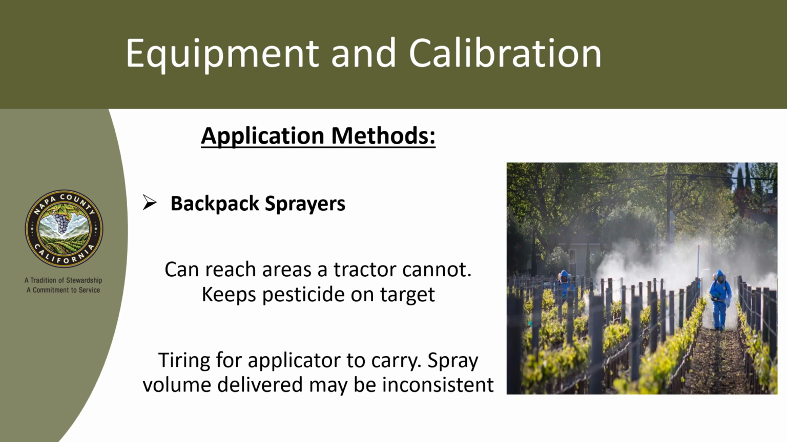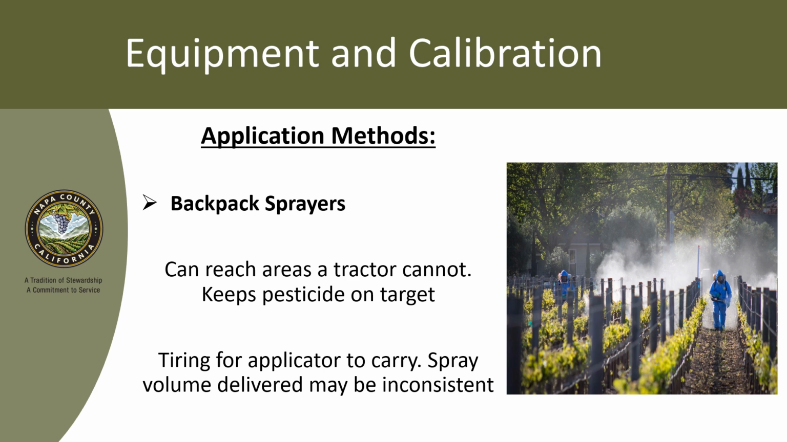And how about backpack sprayers? Well, they can certainly reach areas a tractor can't. Steep terrain, which we see a lot of, and it keeps the pesticide on target pretty well, but it's a lot of work for the applicator, and also the volume can be inconsistent because it's up to the applicator to be consistent with how they swing that blower around and keep the throttle at a certain level. Yeah, so it has its uses, to be sure.